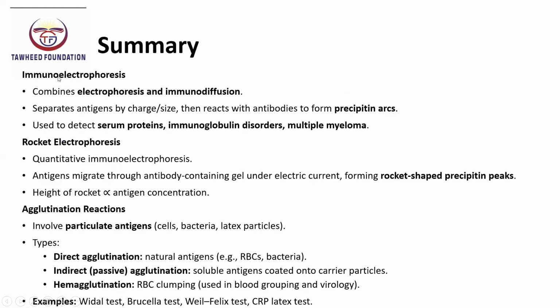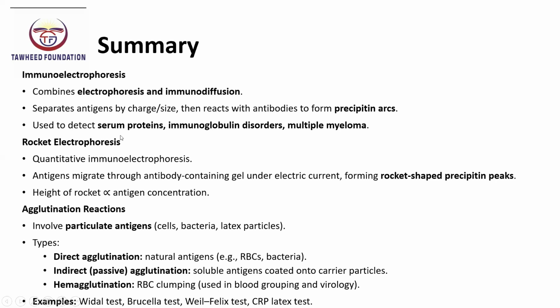Next, we studied about immunoelectrophoresis. It combines electrophoresis and immunodiffusion. It separates antigens by size and charge, then reacts with antibodies to form precipitating arcs. It is used to detect serum proteins, immunoglobulin disorders, and multiple myeloma.